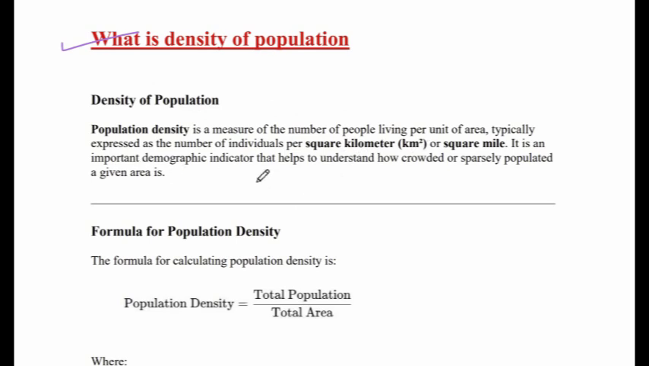It is an important demographic indicator that helps to understand how crowded or sparsely populated a given area is. तो इससे हमको मालूम पड़ता है कि एक स्क्वायर किलोमीटर में कितने लोग हैं. उससे हमको मालूम पड़ता है कि उसमें कितना क्राउडेड है वो या कितना कम पॉपुलेटेड है वो.